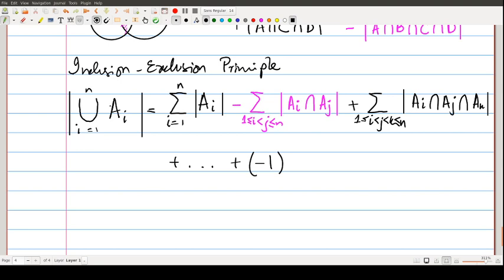And so a nice way to incorporate that is to just write n plus 1 as the power, because when n is even, this power becomes odd and the sign becomes negative, and when n is odd, this power becomes even, and so the sign becomes plus 1. And so I write the sum, the intersection of all of them, A_1 intersection A_2 intersection dot dot dot intersection A_n, right? And that's my principle.